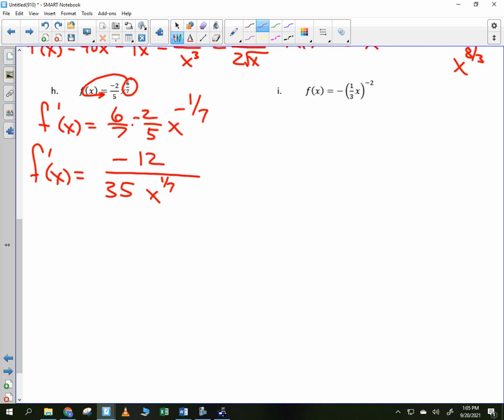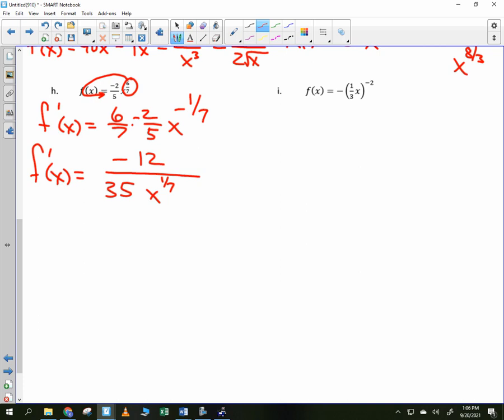So now I have this, and now that I have this, I'll go ahead and put it into simpler form. 6 times negative 2 is negative 12. 7 times 5 is 35. And the negative 1/7, I have to drop that to the denominator. Better? What's different about the next one?